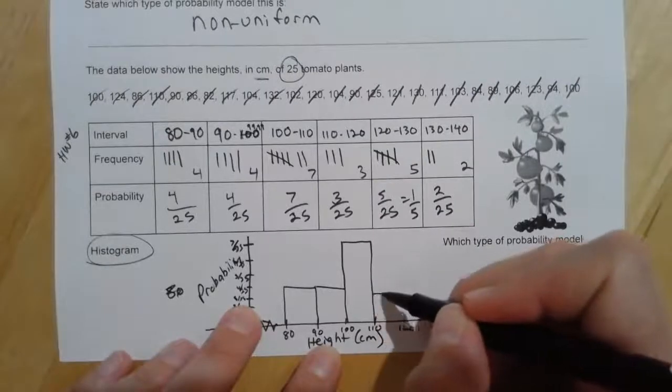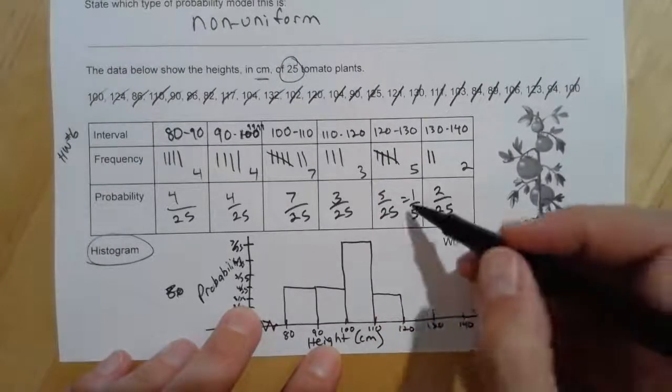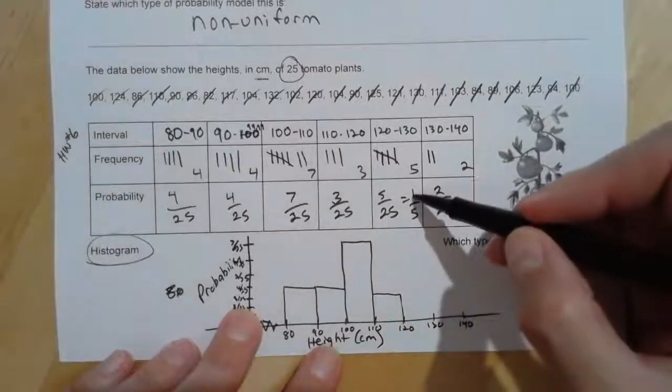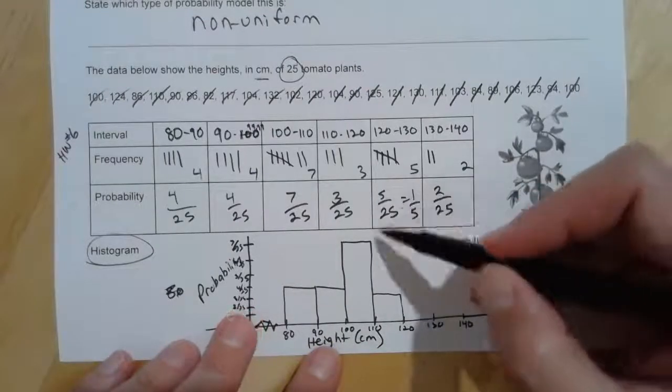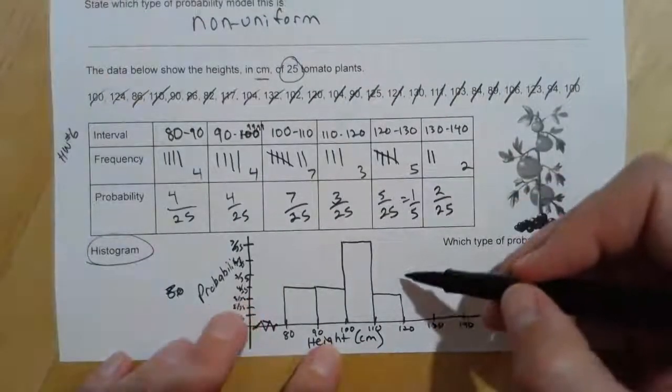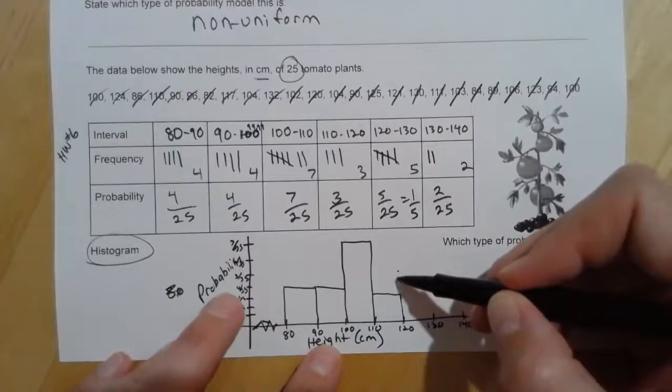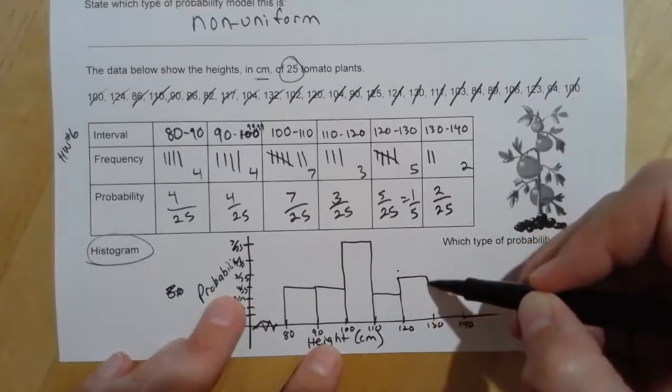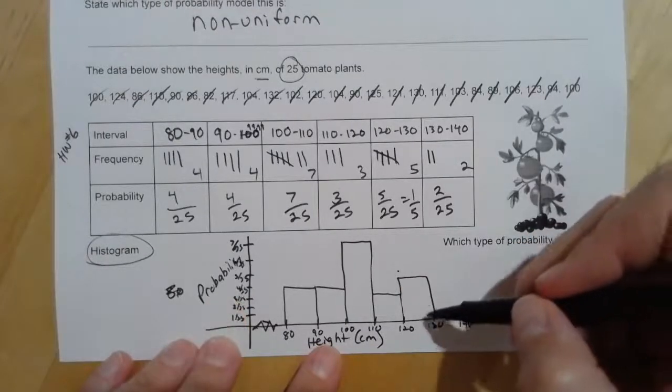3 would be a little lower than the 4s. Now don't go down to 1 because of this numerator. It's still 5/25, so that's more common. We're going to go up to here. And then lastly, just 2/25.